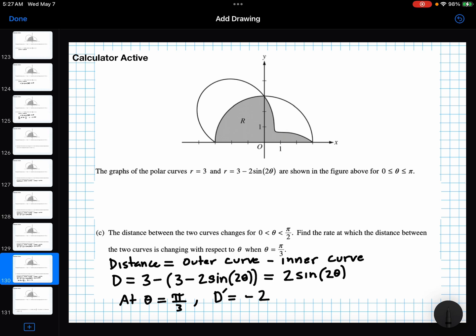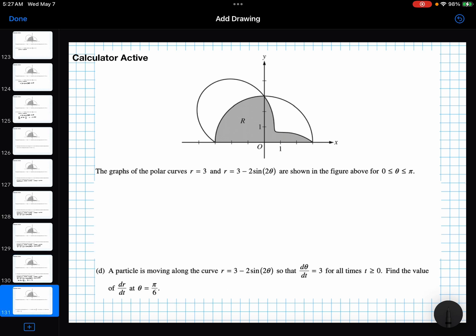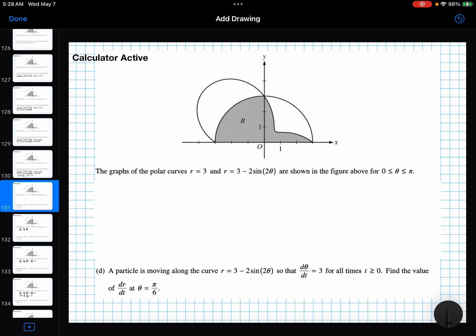This is fairly straightforward. And finally, part D, a particle is moving along that other curve besides the circle. And now notice what changes here. Now it's d theta dt. So once again, they're combining polar and parametric ideas together here. And that rate of change of your angle is equal to 3 for all times, all t values. Now it says find the value of dr dt at theta equals pi over 6.